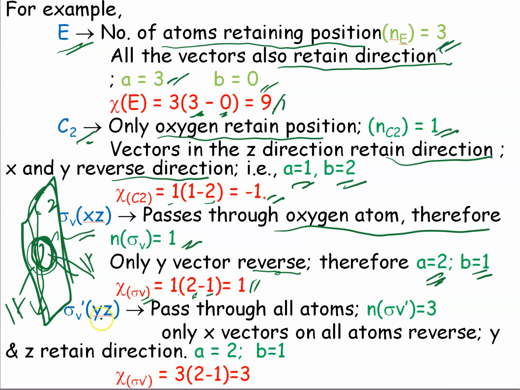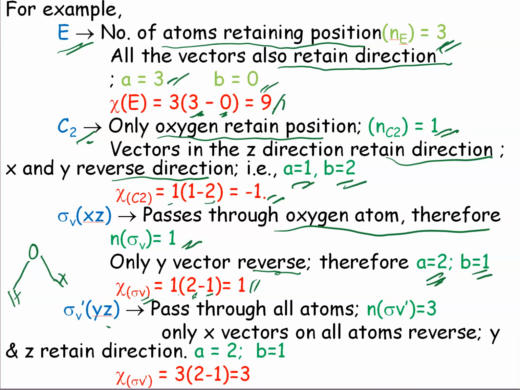Okay. And sigma V dash YZ. Sigma V dash YZ plane is this one. This plane is the molecular plane. Therefore, all the atoms retain their position. Therefore, N is equal to 3. It passes through all atoms. And it is the YZ plane, therefore Y and Z retain their direction. So A is equal to 2. Only the X coordinate reverses direction. B is equal to 1. So 3 into 2 minus 1, that is equal to 3.